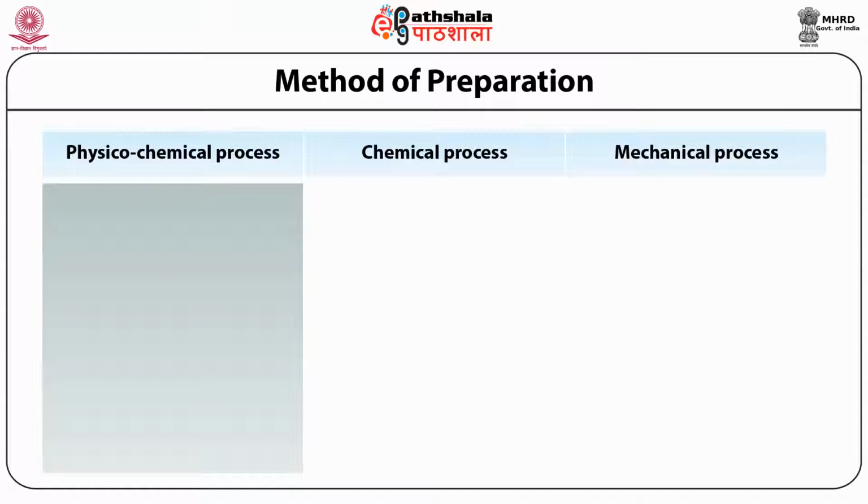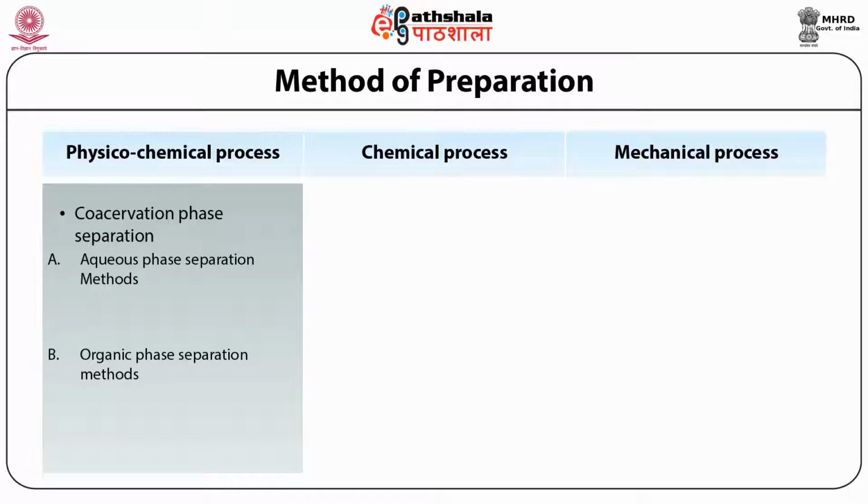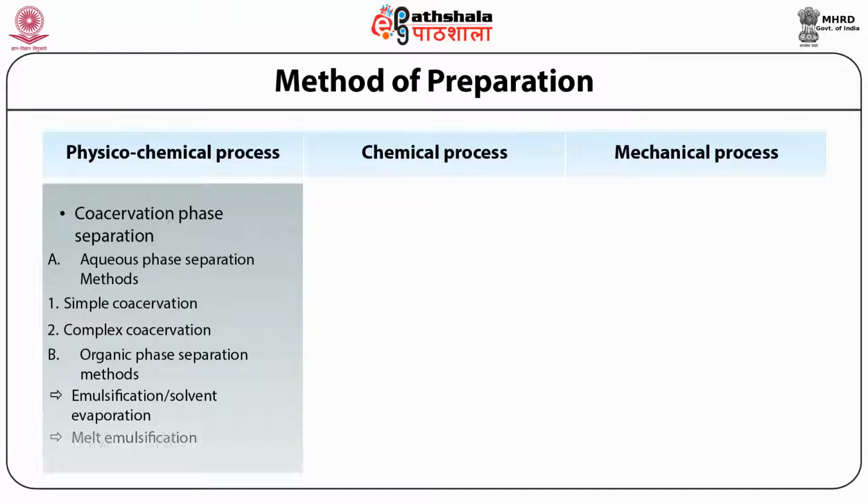In physicochemical processes, we have coacervation phase separation technique, which is further classified as aqueous phase separation technique and organic phase separation technique. You can understand aqueous means we are using water, and in organic phase we are not using water, we are using an organic solvent. In aqueous phase technique, we have basically two techniques, simple coacervation and complex coacervation. While in organic phase separation method, we have emulsification, solvent evaporation, and also melt emulsification, in which we are using temperature to solidify or to melt the polymer.